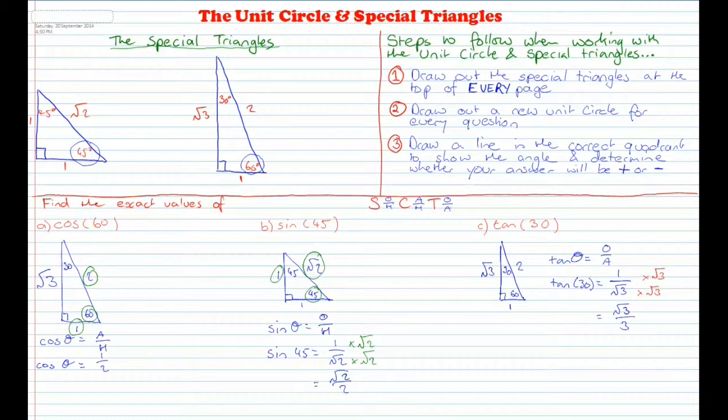And finally for tan of 30, what I've done is I've got the triangle that had 30 degrees in it, and for tan it's opposite over adjacent, that is your opposite here over your adjacent here, so you get tan of 30 is equal to 1 on root 3. And of course, because I've got my square root on the bottom, I need to rationalize it by multiplying both the bottom and the top by root 3, which gets me root 3 on 3.